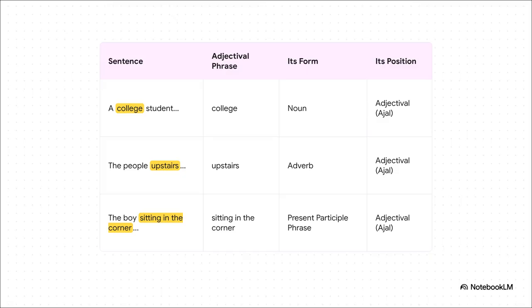And you probably guessed it, just like the nominal slot, this position is not just for adjectives. A noun like college in a college student is acting as an adjectival. It's telling us what kind of student. An adverb like upstairs in the people upstairs, it's telling us which people. And even a whole phrase, sitting in the corner, can fill that slot to describe the boy.